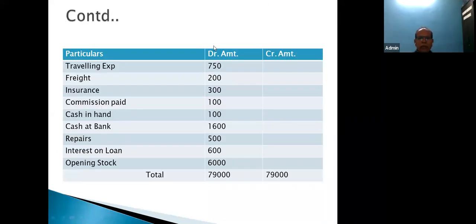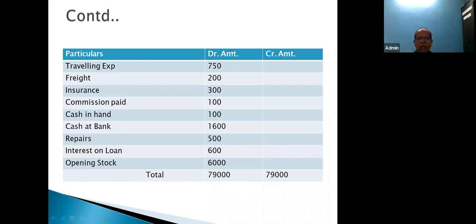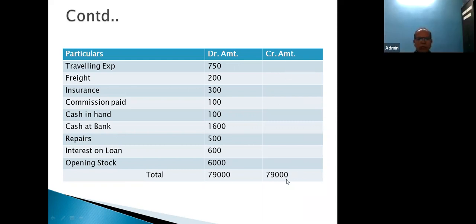Continuing with this trial balance, starting again on the second page, traveling expenses 750, and the last item on the trial balance is what? Opening stock, that is 6,000, and likewise debit balances total is 79,000, same total of credit, that is 79,000. So this is a trial balance.